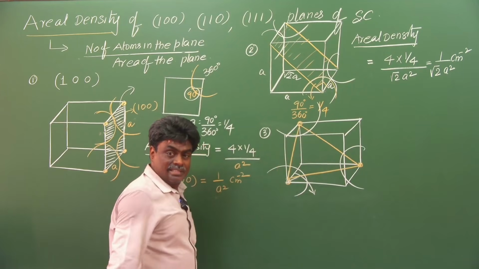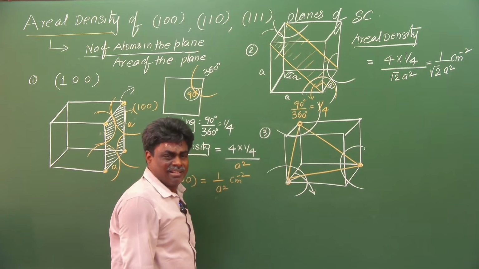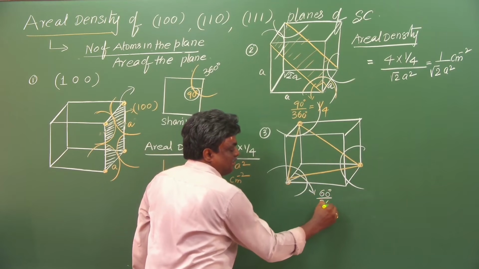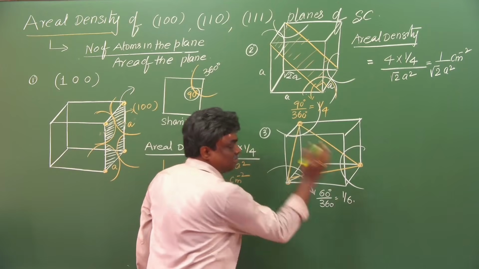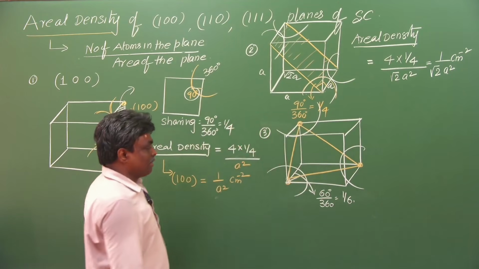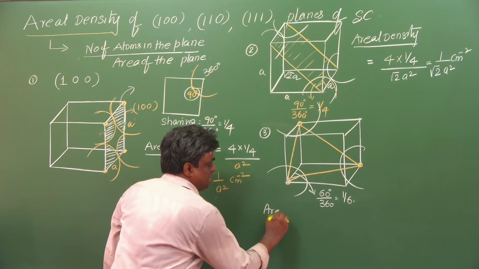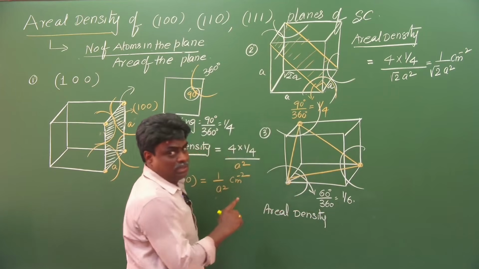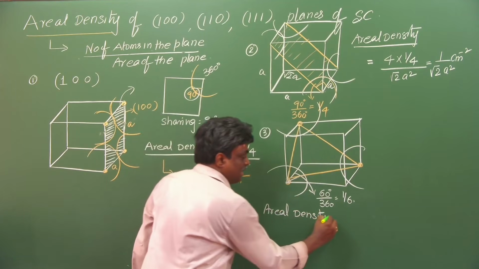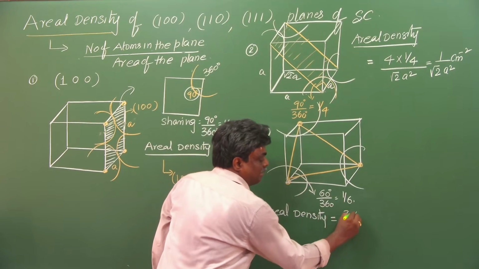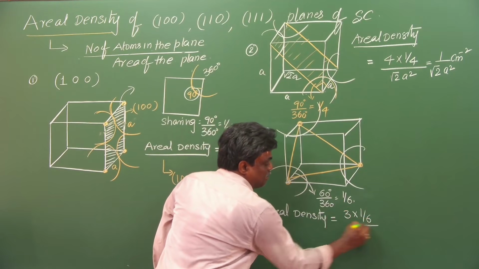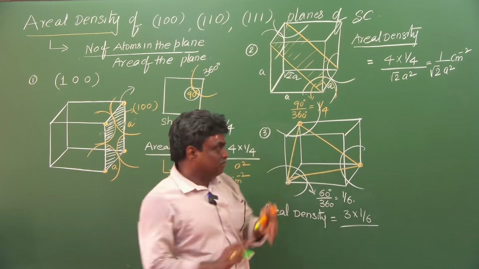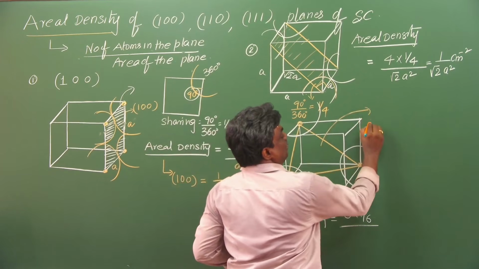Ready? Sharing, careful. So sharing. What triangle is it? Equilateral triangle, how much angle? Super. By how much? Play it. Now, ready? Areal density. While you are doing it, please do it yourself. Don't simply copy, please. Areal density. How many are there? Sharing by equilateral triangle area.